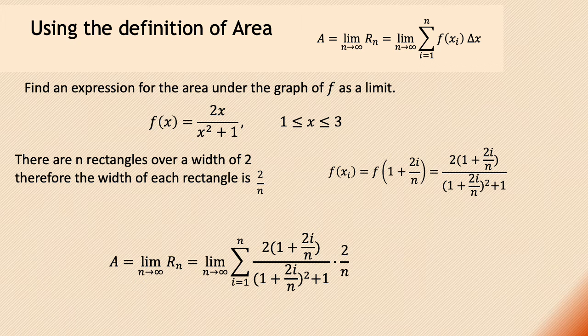So we take our generic expression, 2 times the quantity 1 plus 2i over n, all over the quantity 1 plus 2i over n, squared, plus 1. That's f of x sub i, times delta x, that's the width of each rectangle, so that's 2 over n. And using the limit definition, we would take the limit of that sum. But this is as far as you have to go. This is the expression for the area under our graph.